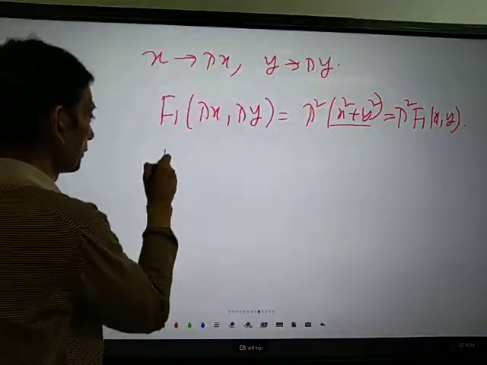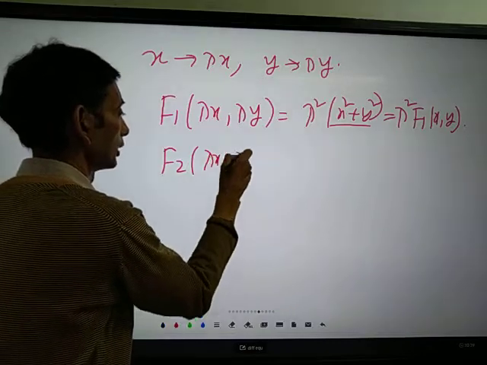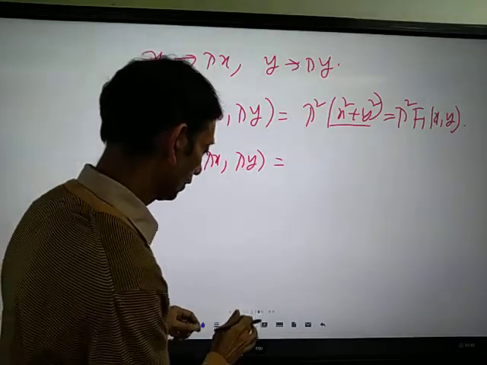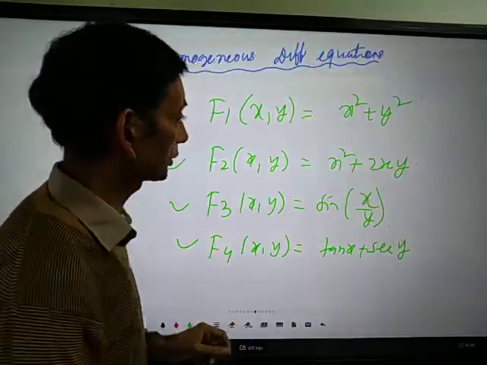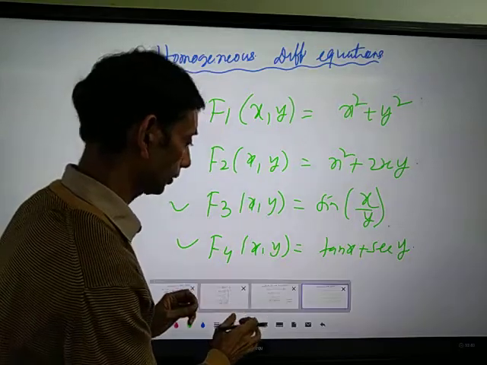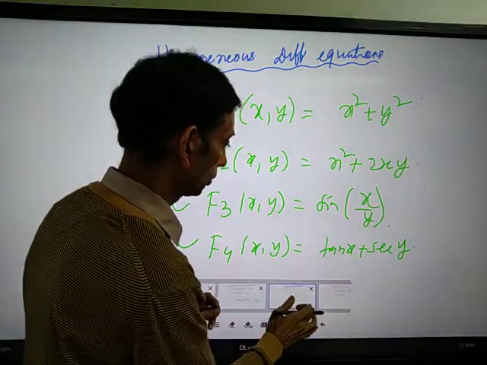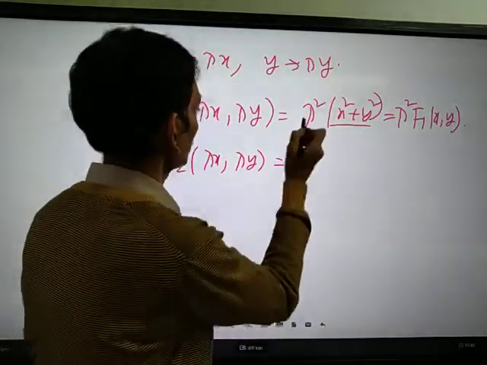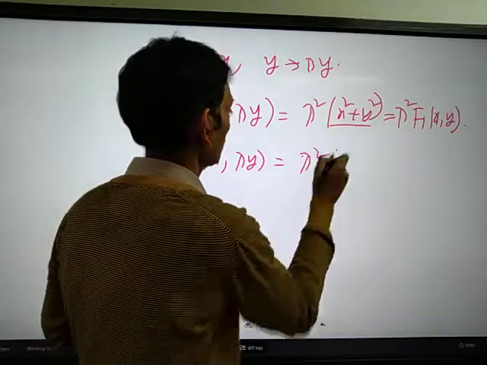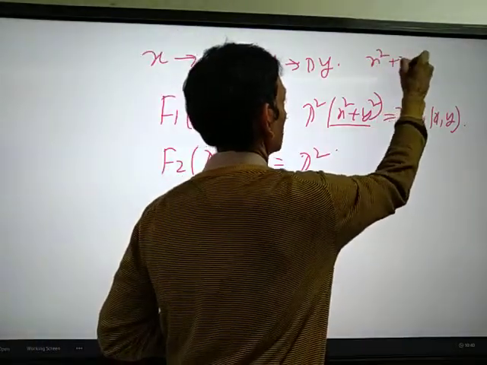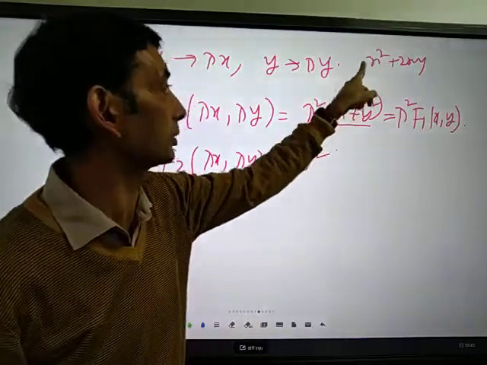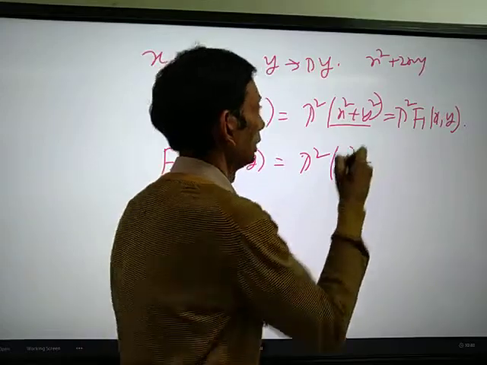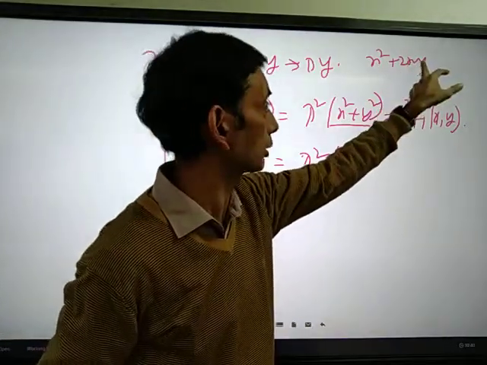Okay. Similarly, f2 lambda x, lambda y, and let us check this function, that is x squared plus 2xy. So x squared plus 2xy means you can take lambda squared out, right? In place of x, if you write lambda x, you can take lambda squared out. So it's x squared, and x is replaced by lambda x, y replaced by lambda y.